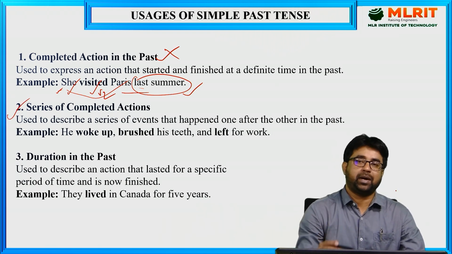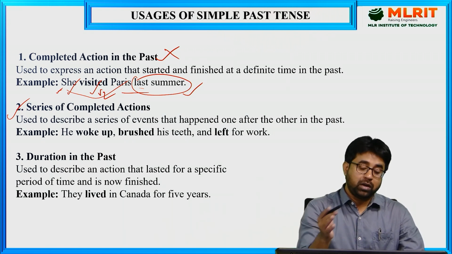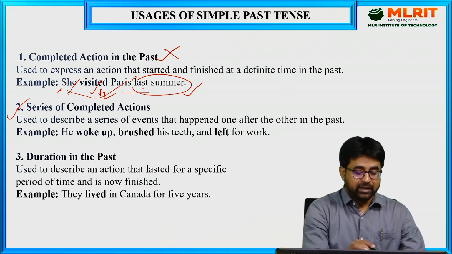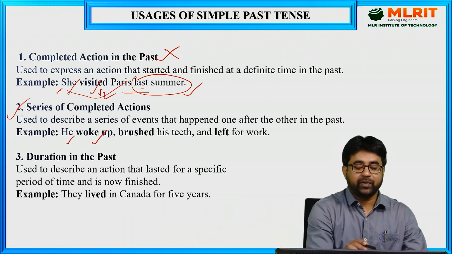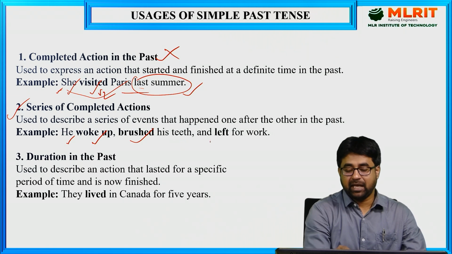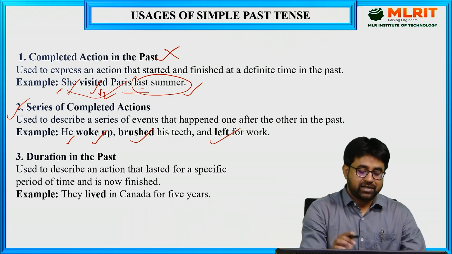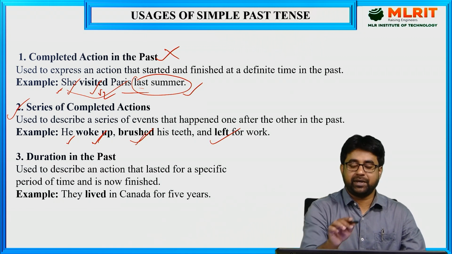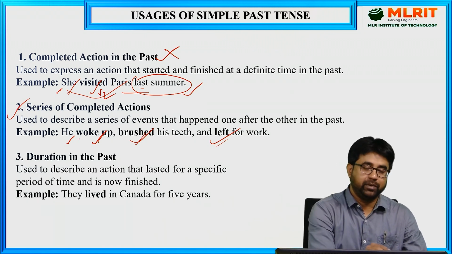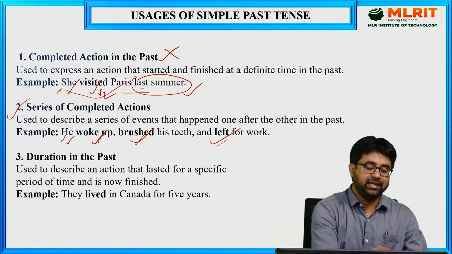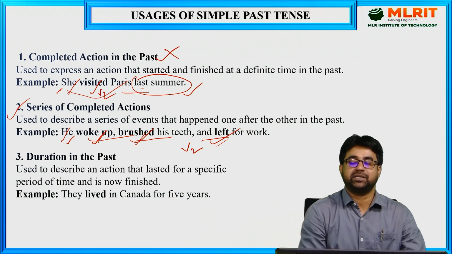Next usage: series of completed actions. So it's not only about one action. If we are talking about multiple actions, a series of actions that all got over in the past, then also we use simple past tense. See here: "He woke up, brushed his teeth, and left for work." You can see a series of actions: waking up, brushing, and then leaving for the job. All these happened in the past. That's why I'm using simple past tense. As you can see, after "he", all the verb forms are in V2, past form, and then the object.